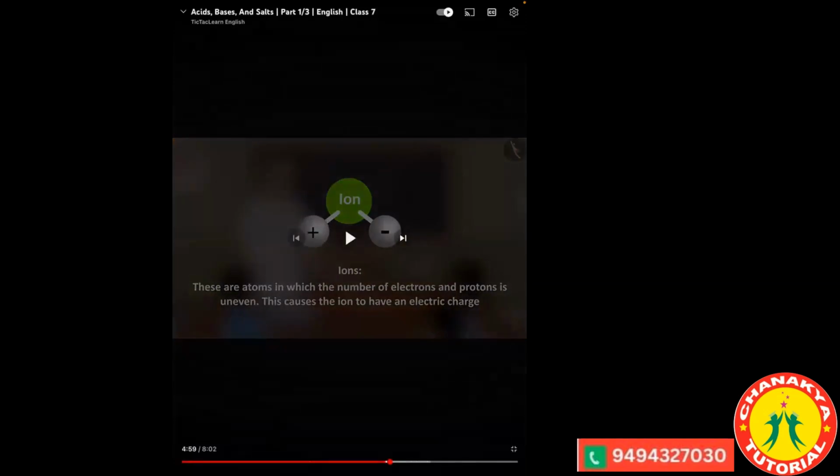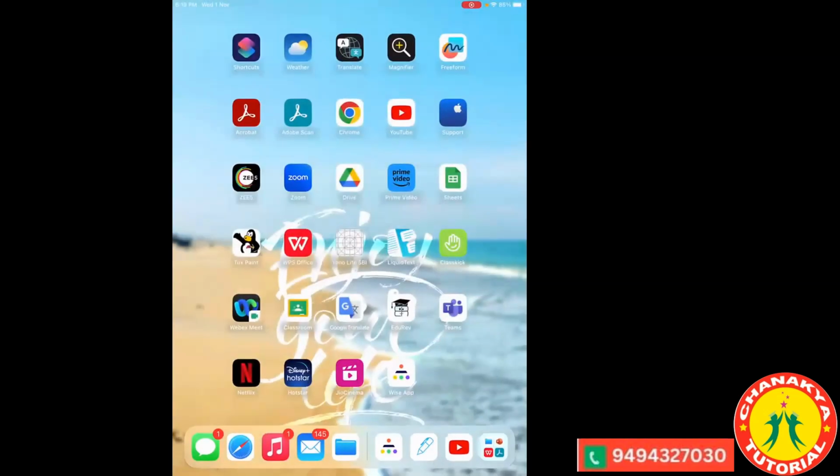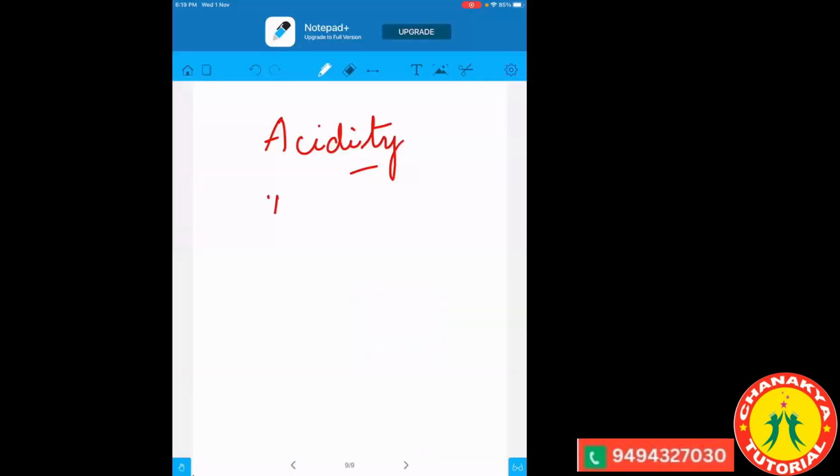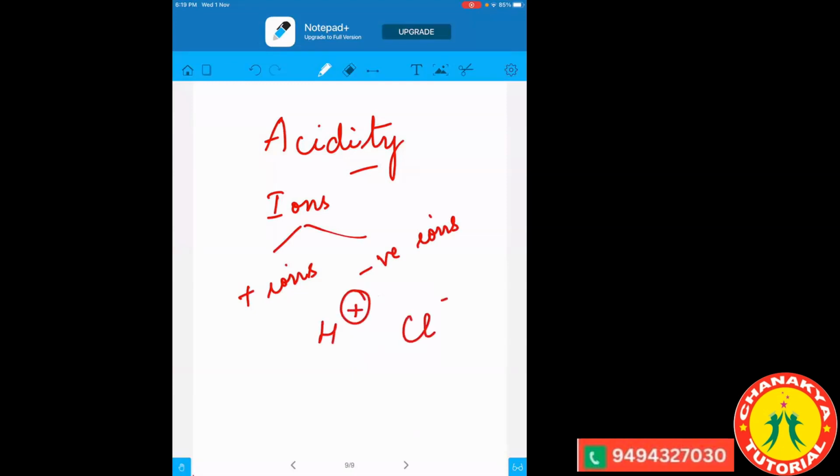So these are basically the ions. We have two types of ions, the positive ion and the negative ion. When I talk about hydrogen, hydrogen has the positive ion, whereas when I talk about chlorine, it has the negative ion.